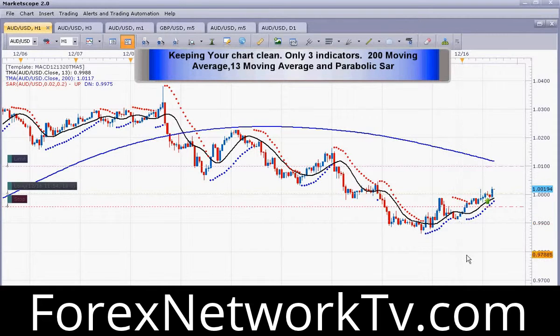Again, let me recap. Two moving averages, parabolic. Price below the 200, you are looking to go short. You can see that in this counter trend. You wait, patiently wait. You have a setup here. Price is below the 13 moving average and it has hit the parabolic star. Always try to take the trade at the moment it hits the parabolic star, because from there it starts to move.